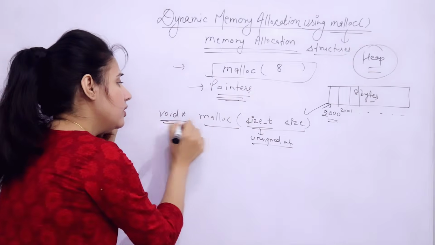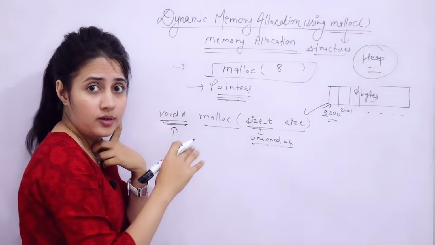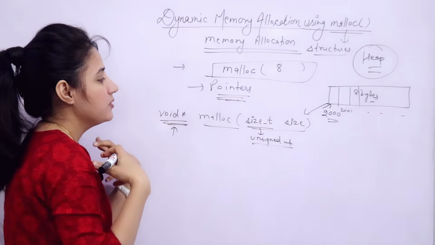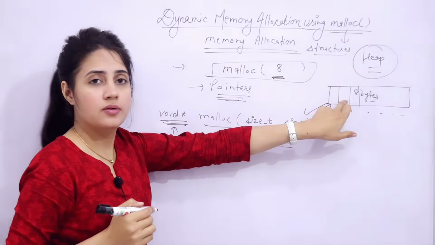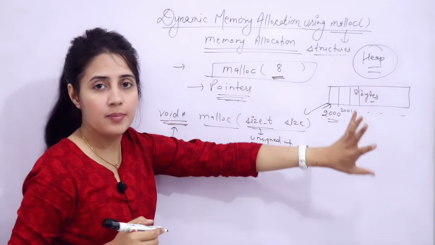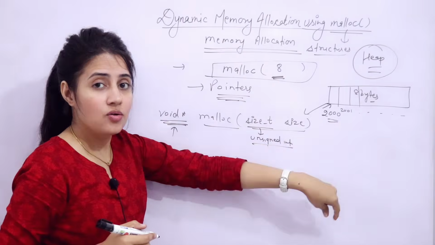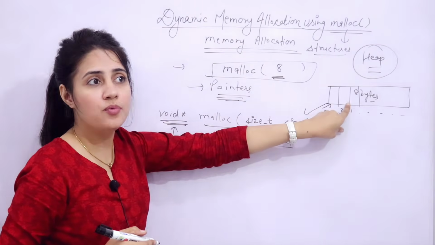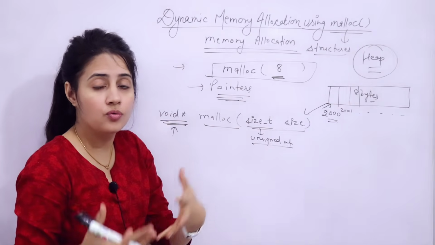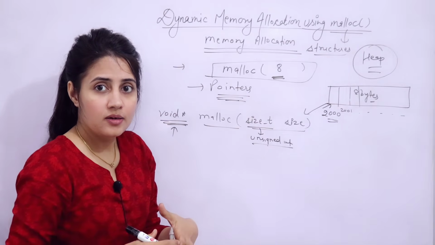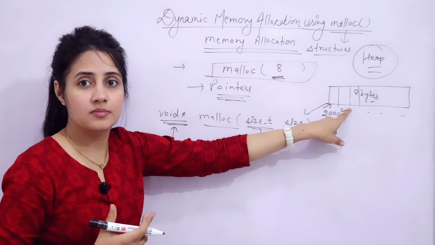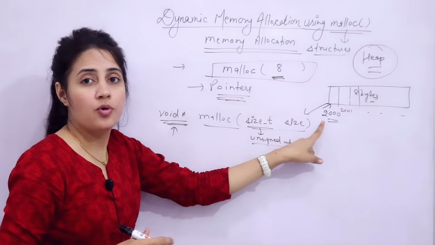Now, why will it return a void pointer? Void is a generic pointer, right? So why will it return this void pointer? See, I am saying that I want an 8 byte block, right? So malloc will reserve a memory segment of 8 bytes from the heap. But right now there is no idea which type of value I will store here. It may be an integer value, float value, character or anything, right? So malloc doesn't know which type of values you want to store here. So that is why it returns a void pointer, a generic pointer.